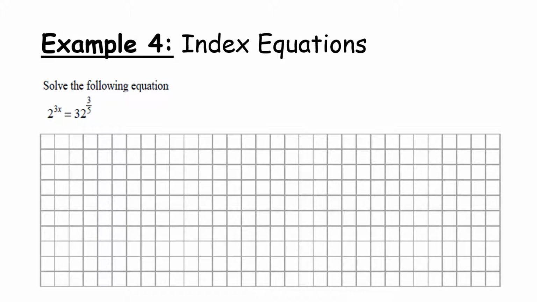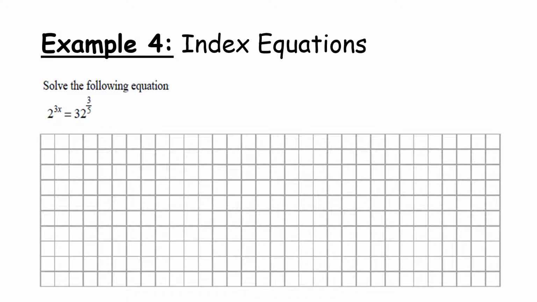So we're going to solve some index equations, and index equations are equations where the variable, or our letter, appears in the power or the index. If you think about a quadratic, we have an x squared plus an x plus a number. In that case, the x's are the bases, they are the big numbers. In this example we have here, we have 2 to the power of 3x is equal to 32 to the power of 3 over 5. So that x is in the power.